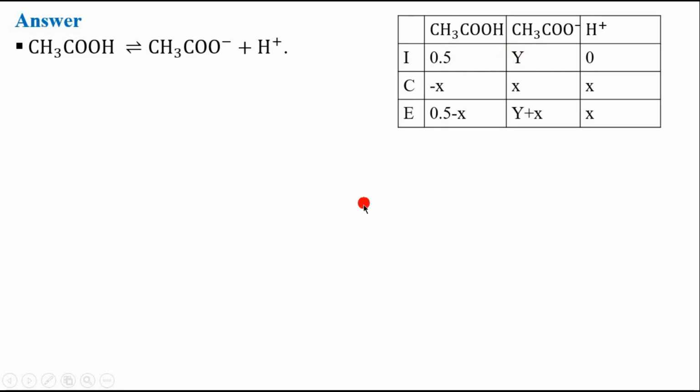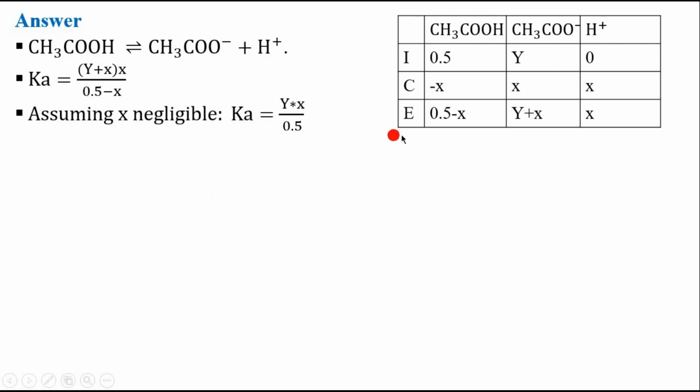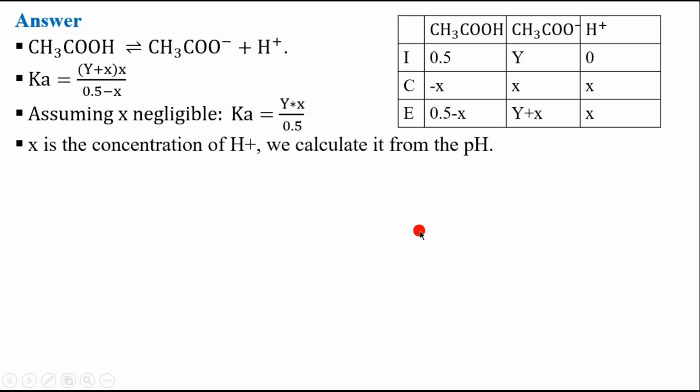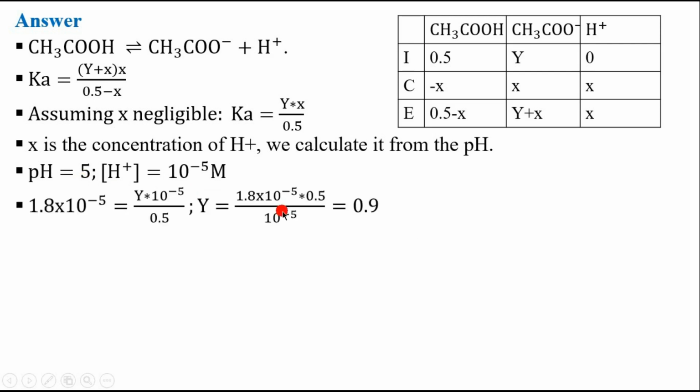Then we are going to solve for y, and after getting the molarity we can get the number of moles, and after getting the number of moles we can determine the mass. Here we have Ka, and we check from the dissociation. We can make it negligible, so y times x over 0.5. Then we get the concentration, which we calculate from the pH. After getting that pH is equal to 5, H plus equals 10 power negative 5, then we can see that y will be equal to 0.9 molar.